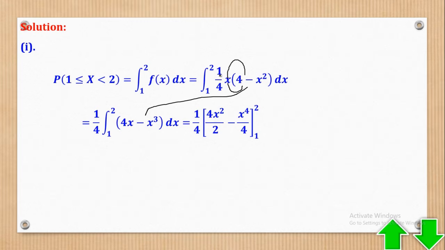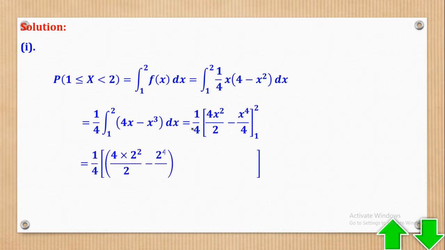Now this quarter is a constant, meaning it can come outside the integral sign. The next step is to integrate. When I integrate 4x, I come up with 4x squared over 2, because I increase the power by 1 and divide by the new power. Then when I integrate x cubed, I come up with x to the power 4 over 4, still the same concept: increase the power by 1, divide by the new power. Then this quarter is still maintained.